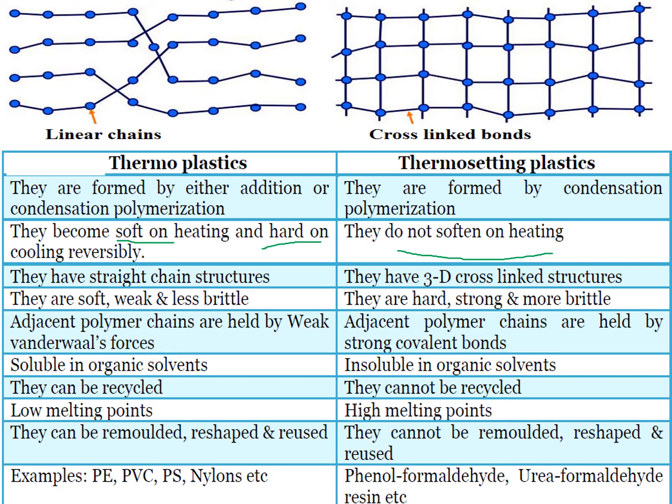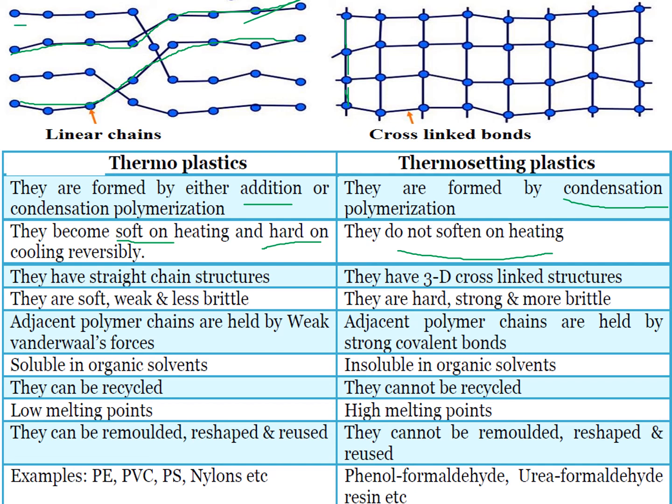Thermoplastics are mostly prepared by addition polymerization, and thermosetting polymers are prepared by condensation polymerization. Addition means only addition; condensation means addition followed by elimination. Generally, thermoplastics have straight chains. If you observe here, these are straight chain polymers. There is no cross link between the chains. If you observe the thermosetting polymers, there is a cross link between the polymer chains. That means there are strong covalent bonds between the polymer chains. It is a chemical bond.